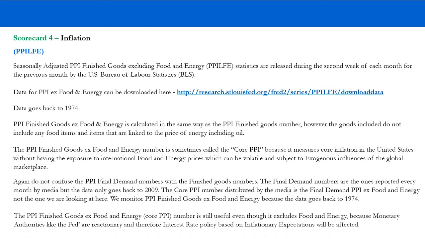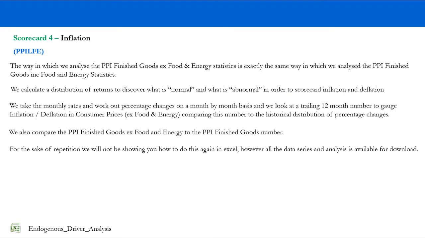So how do we actually go about analyzing this data? Well, you've guessed it. We're doing it in exactly the same way in which we analyzed the PPI finished goods, including food and energy stats. We calculate a distribution of returns to discover what is normal and what is abnormal in order to scorecard inflation and deflation. So we basically take the monthly rates and work out percentage changes on a month-by-month basis, and we look at a trailing 12-month number to gauge inflation or deflation in consumer prices ex food and energy, and compare this number to the historical distribution of percentage changes and to what is normal and abnormal. And what we're also going to do in this video is compare PPI finished goods ex food and energy to the PPI finished goods number including food and energy.